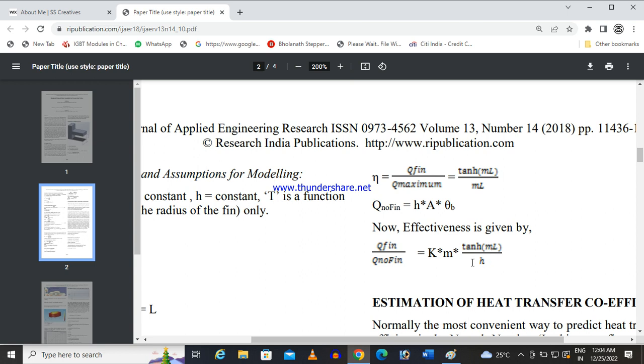Okay, so here it can be very easily understood that if the length of the fin L is increasing, it is in the denominator, so the efficiency will reduce. Okay. So that is the thing.